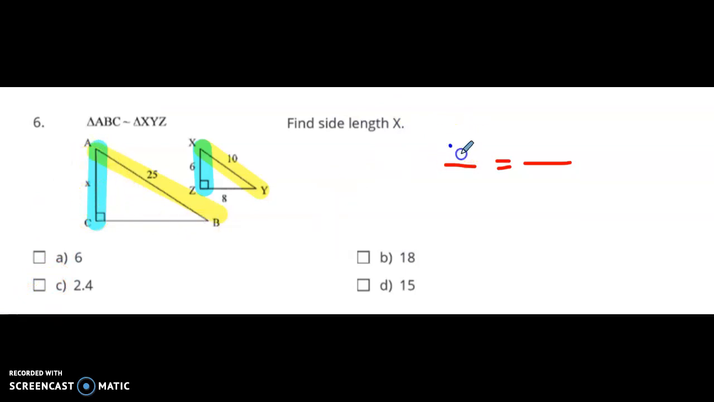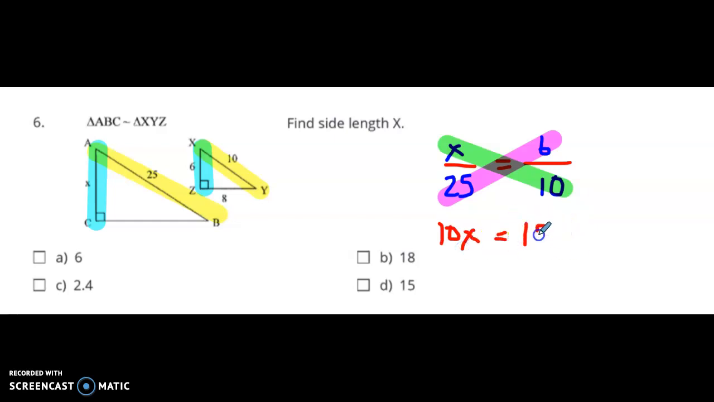So next I would set up my information in a proportion. I have X and 25, and I'd keep my corresponding sides across from each other. So the X goes with the 6, and the 25 goes with the 10. From here, we can cross multiply to solve for X. So X times 10 and 6 times 25. X times 10 is 10x equals 150.